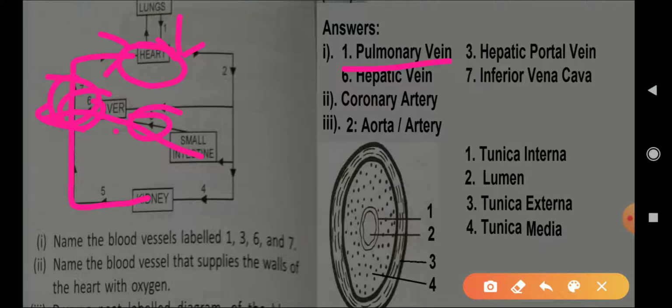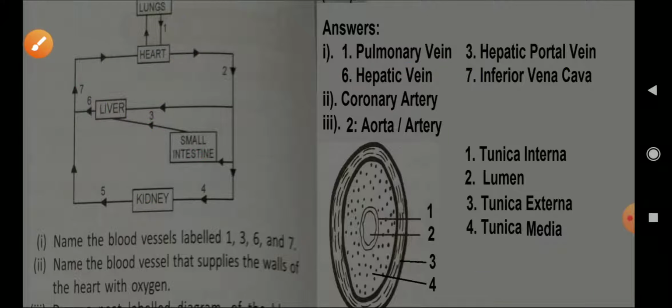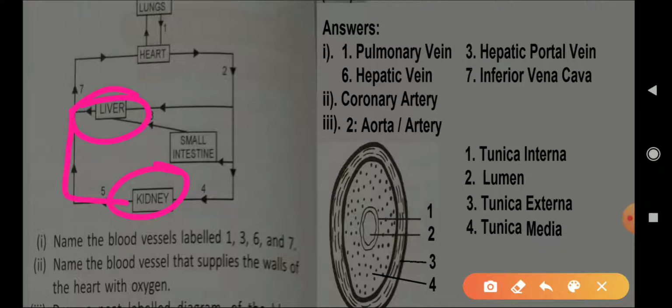Superior vena cava is coming from the upper part of the heart, and inferior vena cava is coming from the lower part of the heart. So it shows the lower part. How do you know that it is the lower part? Because it is with the liver and kidney. Liver and kidney both are at the lower part. So that means it is an inferior vena cava.